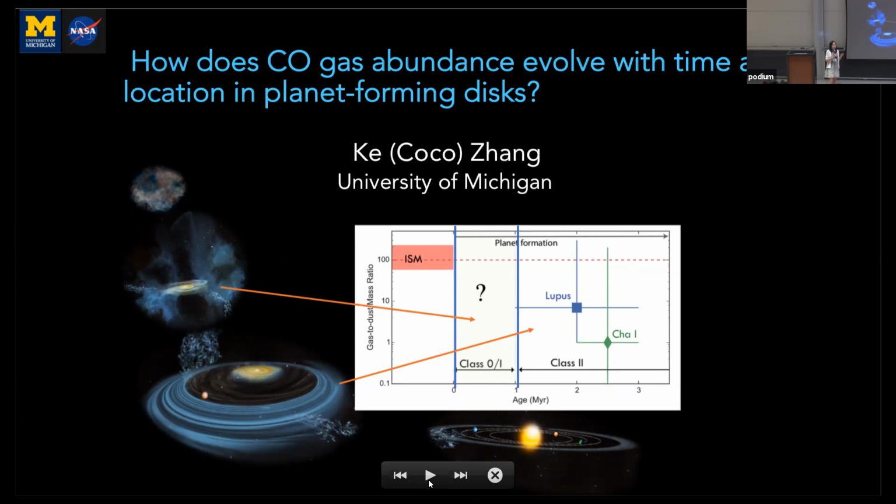So if you want to know more about the initial composition for planet formation, please come to my poster number 44, which is the long fibrous one close to the entrance. Thank you.